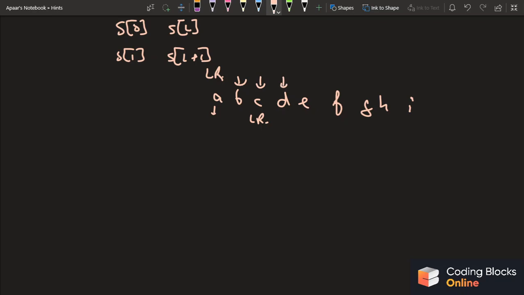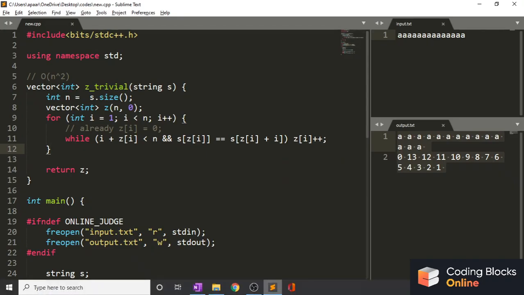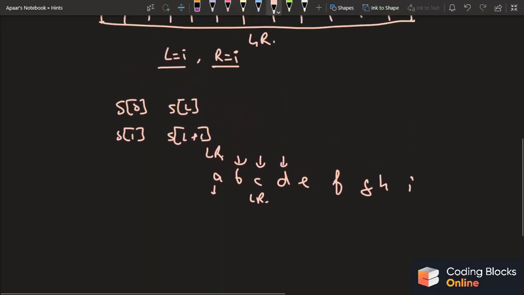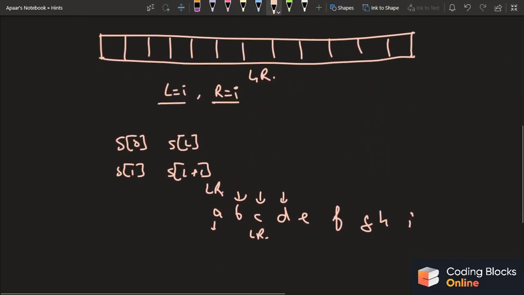Again I'm just making a brute force approach, the basic trivial approach that we already discussed. For the second case, I'm starting from that index I and I'll just extend it until I can, right? I'll extend that R pointer until I can and I'll find the range, and the range that I'll find will be the answer, right? That will be the Z value. So basically Z of that index I for the second case will be equal to how much? R minus L plus 1, right?